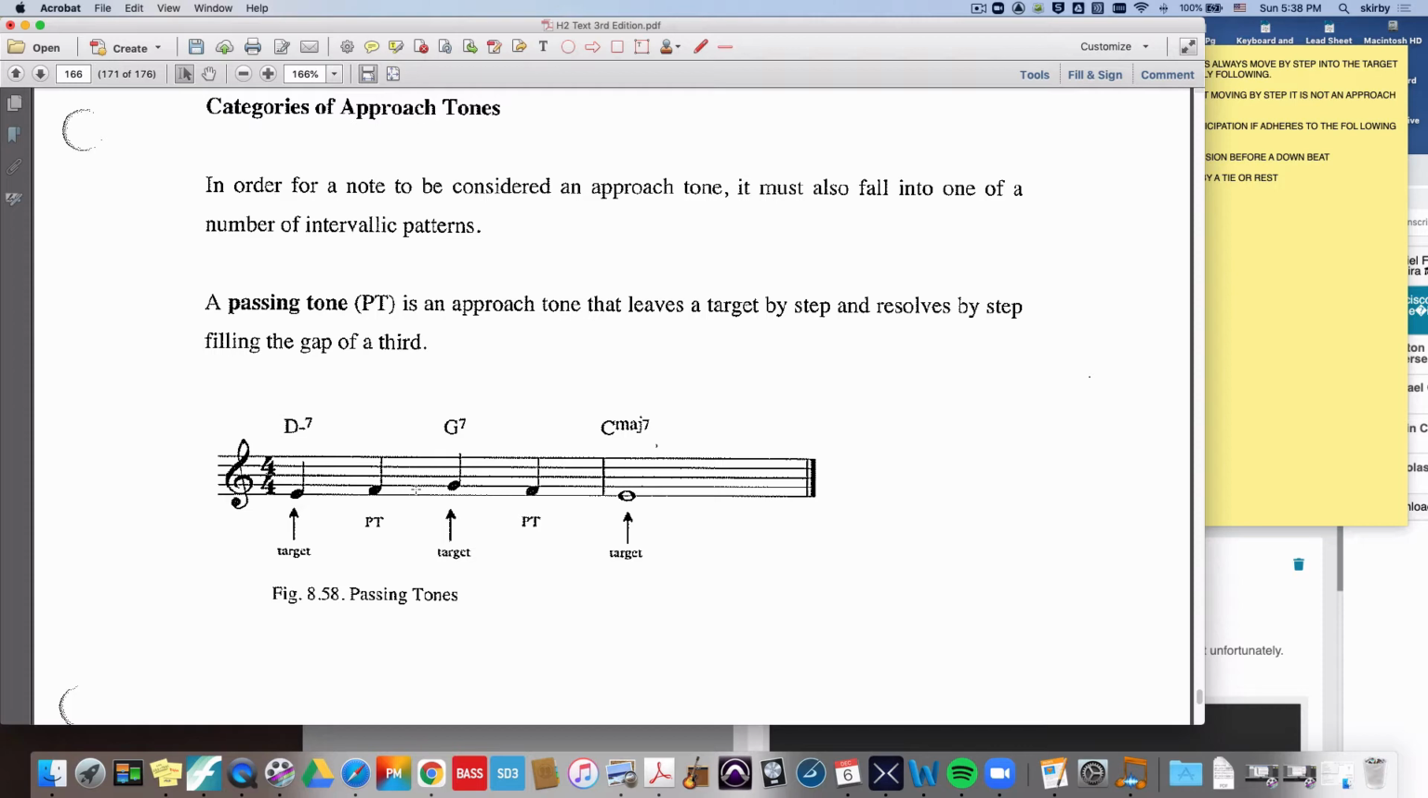Now remember, to be an approach note, it must resolve into its target by step. So this is another point. You can't have an approach note that's leaping into its target.